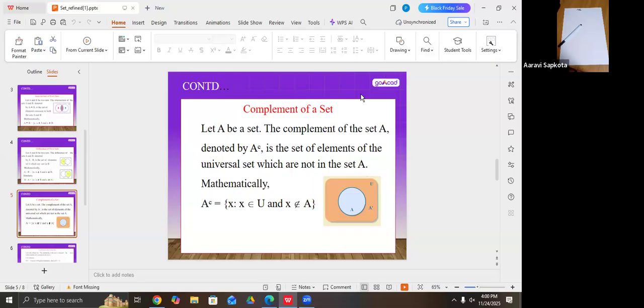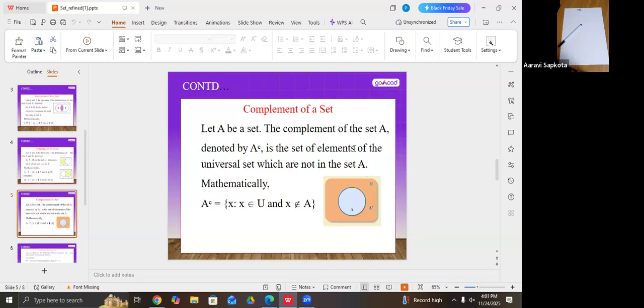So the complement of a set consists of those elements of the universal set which are not in A. That is to say, universal सेटमा भएका एलिमेन्ट्सहरुबाट A मा भएका एलिमेन्ट्सहरुलाई एक्सक्लुड गर्दाखेरि बन्ने सेट is the complement of a set. So there are four operations on sets.